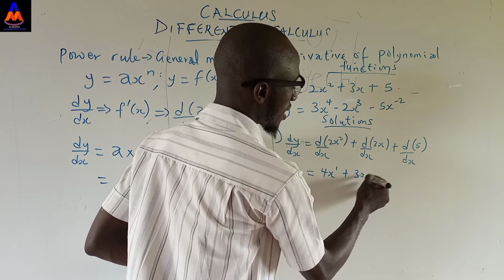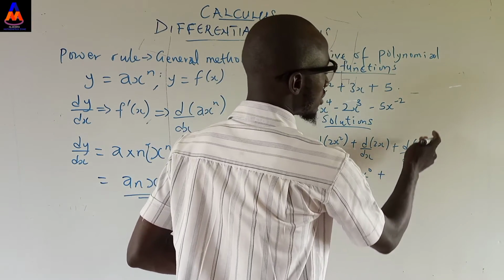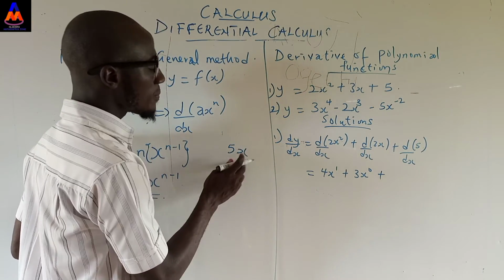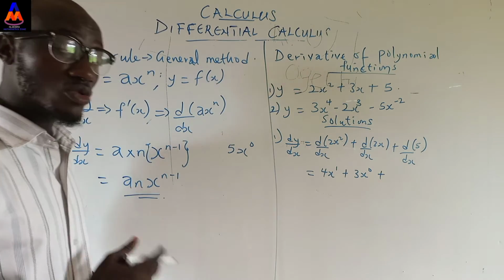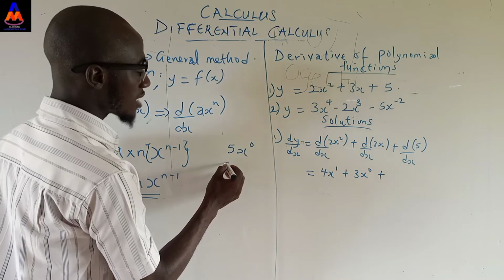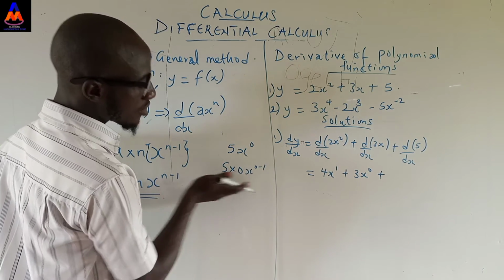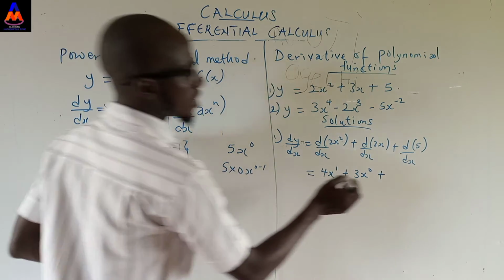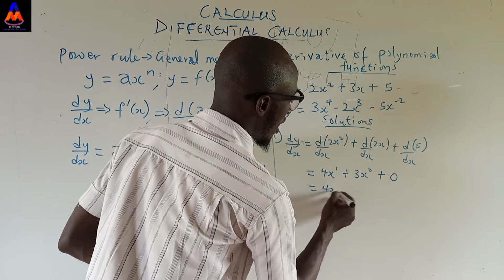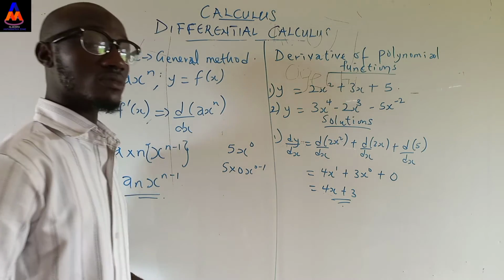1 times 3 is 3, x to the power 1 minus 1 is 0, plus, now this is differentiating a constant. A constant has a power of 0, because anything raised to the power 0 is 1 according to indices. So that's 5 times 0, x to the power 0 minus 1. So it means that at the end of the day, when you differentiate the constant, your answer will be 0. So this is going to be 4x plus 3 plus 0, and that is your final answer.